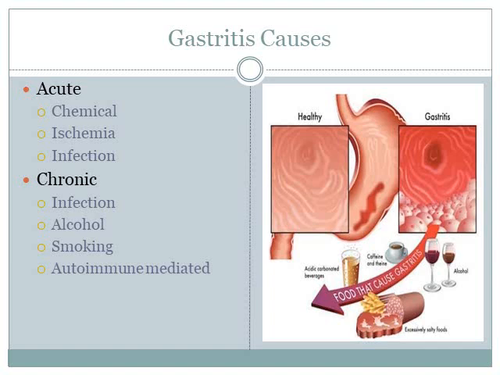Now, when we start moving into chronic gastritis, we have similar causative agents. Helicobacter pylori plays a big role, as does alcohol, and smoking does as well.